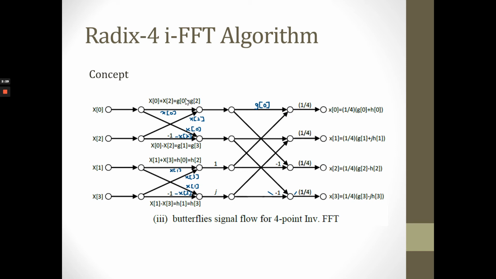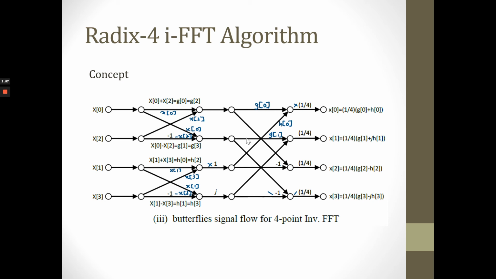So the next one, for this summation point, it is based on this one. For x0, we use g0, and plus from this one we use h0 multiplied with 1, so we have h0 here. So at this point is g0 plus h0. The next one is multiplied with 1 over 4. So for x0 we have 1 over 4 multiplied with g0 plus h0.